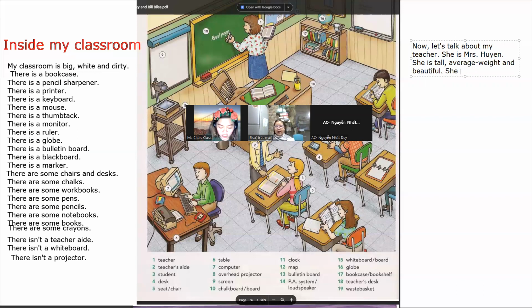She has shoulder length, black and brown hair. What's the style? Is it straight? Is it curly? Straight, beautiful hair, and black eyes. All right.